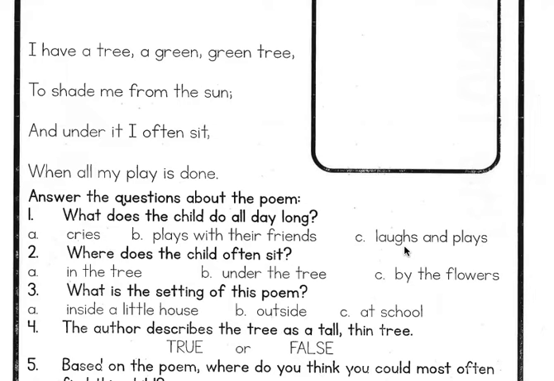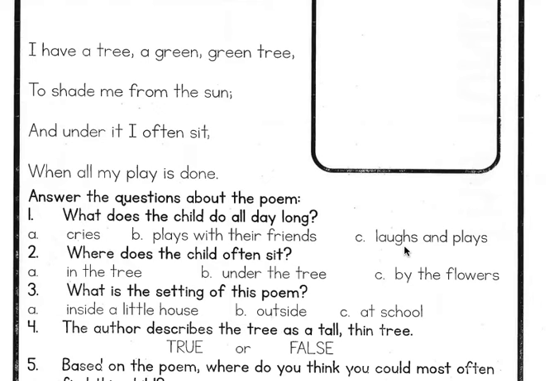Where does the child often sit? A, in a tree. B, under the tree. Or C, by the flowers. So in our last stanza it says, I have a tree, a green, green tree, to shade me from the sun. And under it I often sit when all my play is done. So they sit under the tree, which would be B.